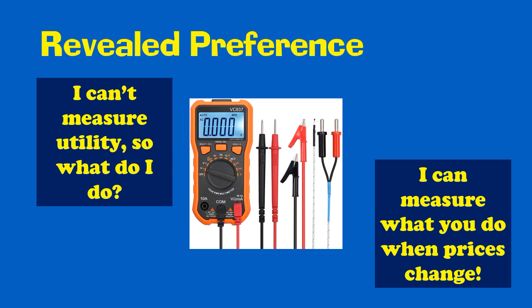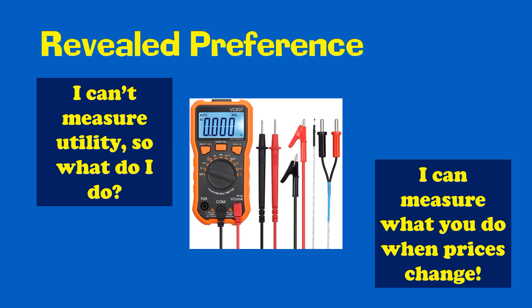All right. Now, central to this is this idea of revealed preference. I can't measure utility, right? I don't have this meter that I can stick in your arm or attach to your fingers or something and tell me how happy you are. So how do we figure out what actually is going on in the world? And the answer is we look for price changes, and we see what happens when prices change.